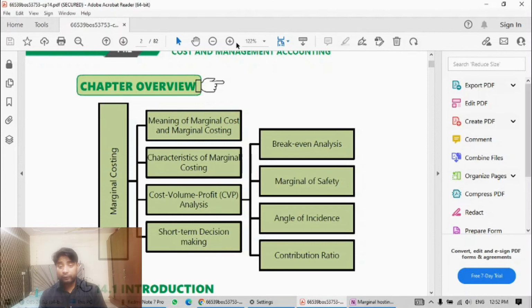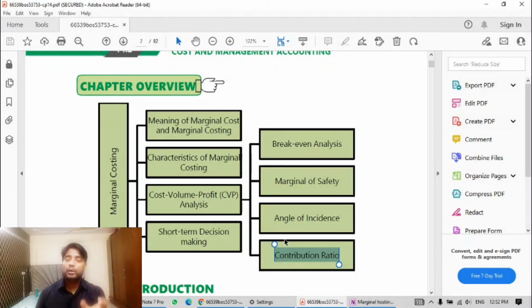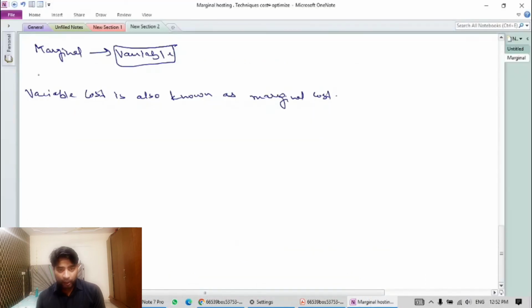Okay, so let us understand from the text. What do we study in marginal costing? We will study the meaning of marginal costing and marginal cost, characteristics of marginal costing, cost volume profit analysis, short-term decisions and break-even analysis, margin of safety, angle of incidence, contribution ratio. Actually, this chapter is very easy. If you understand the basic concept of marginal costing, then the formulas and techniques we use in the questions are very easy. So what is marginal cost? Marginal cost is variable cost. Marginal cost means variable cost.